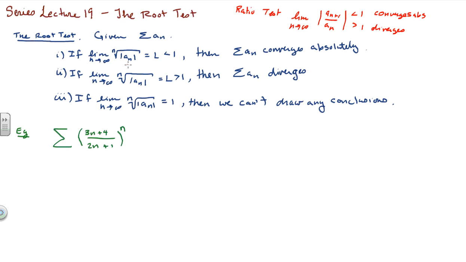And the idea is that you are taking the limit as n goes to infinity of that, and if that limit is equal to L, which is less than 1, then the series converges absolutely. And if it's equal to some limit that's bigger than 1, it diverges. It doesn't even converge conditionally, it diverges. And if the limit's equal to 1, then we can't draw any conclusions. It may converge, it may diverge, it may converge absolutely or conditionally.